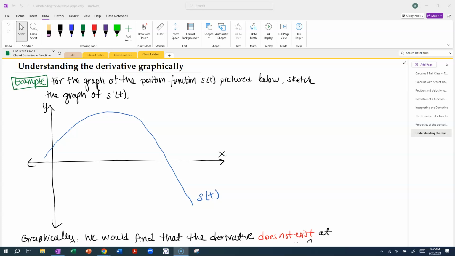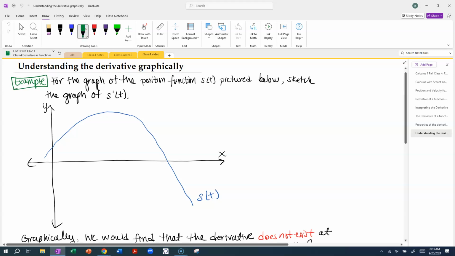So far, we've really focused on understanding a derivative in terms of its algebra and in terms of its words, but how does it work graphically? So I have a position function shown, and we want a graph of the speed function, the derivative of s, of the position function. Okay, how do I do that?